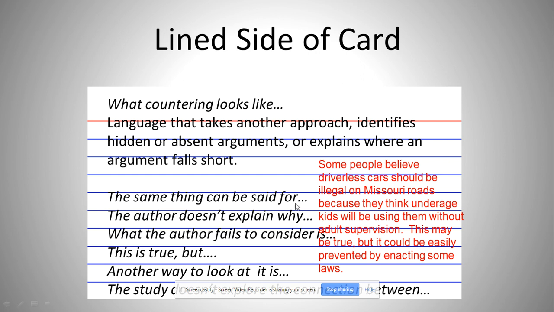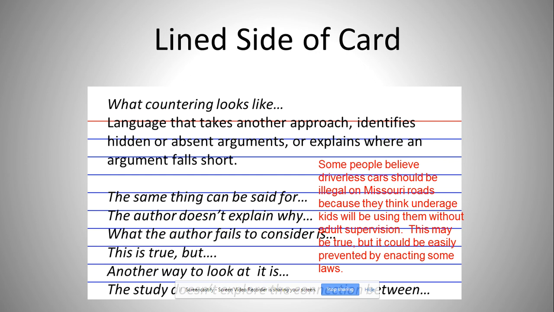Some of our sentence starters that signal to the writer that we are going to be countering or giving the opposing side is when we begin by saying, the same thing can be said for, or the author doesn't really explain why, or what the author fails to consider is, or this is true, but, or another way to look at it is.